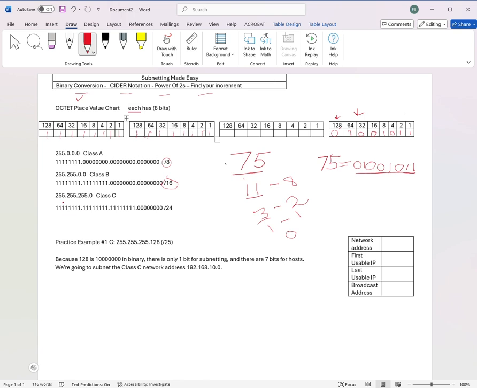Now we have a class C, and we have 8 on in the first octet, 8 on in the second octet, and 8 on in the third octet. And so what we have now is we need to turn on all of these bits here.